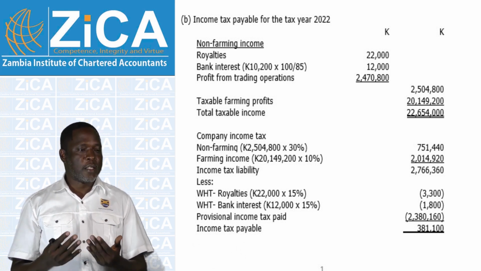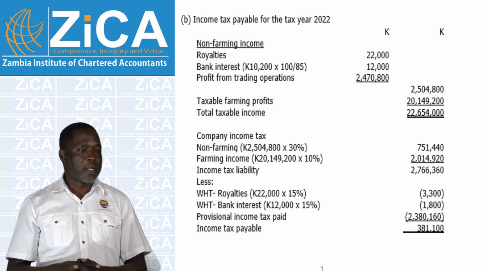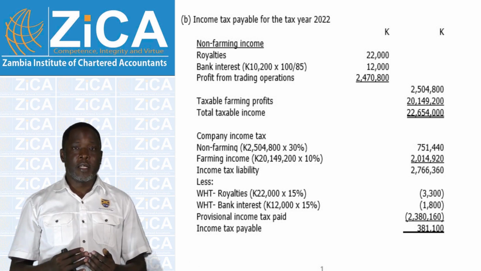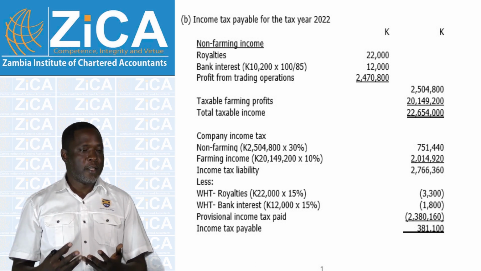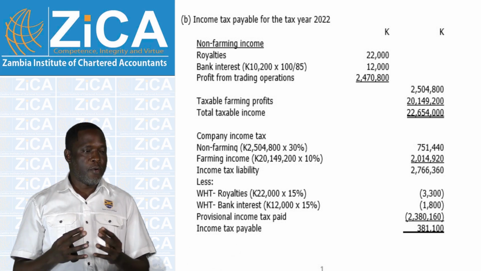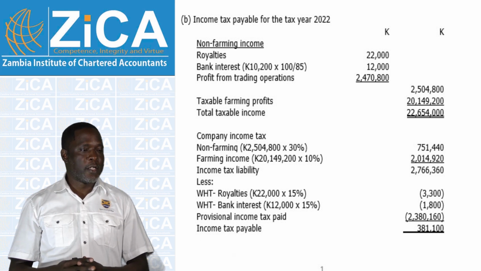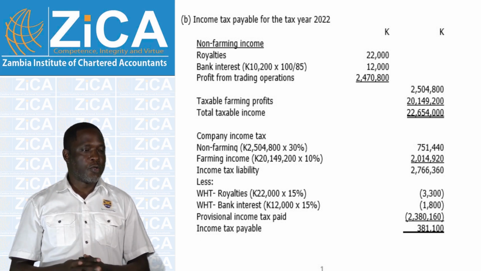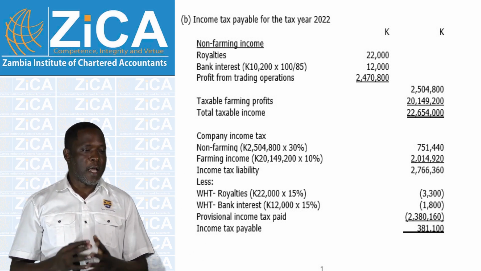So any tax already deducted at source is now deducted. In this case, this company received royalties and bank interest on which withholding tax is not final. The withholding tax was already deducted at source. So at this point, you deduct the withholding tax which was already deducted at source on the royalties. The withholding tax was 15%. The gross royalties were 22,000. So you charge the withholding tax which was deducted at source at the rate of 15%, and that gives you 33.